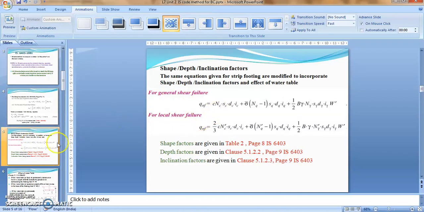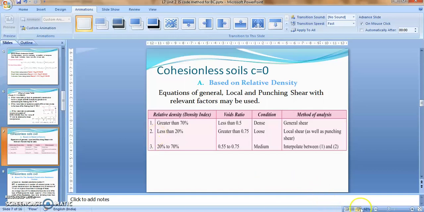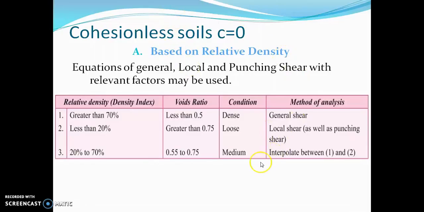Okay, now for c is equal to 0, let's go to this case. Okay, for c is equal to 0, the e value we have been given is 0.7. And you look at this slide, it can be either the general shear equation or the local shear equation. Now based on the data that is given to you, e value is 0.7. If it's 0.7, you can clearly see it's nearly a loose type of soil condition. If that is the case, the type of failure expected is local shear.